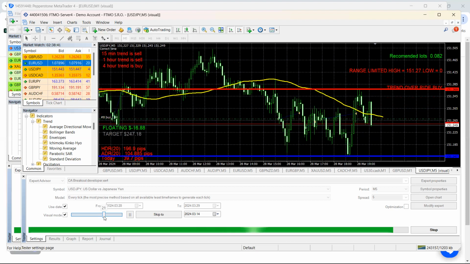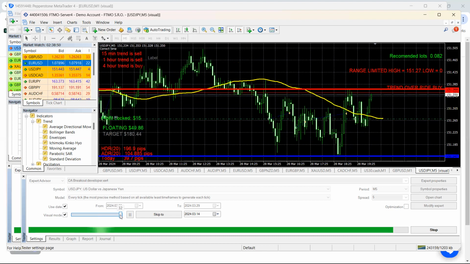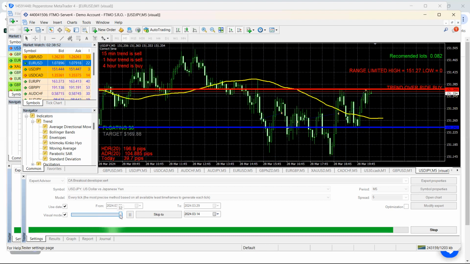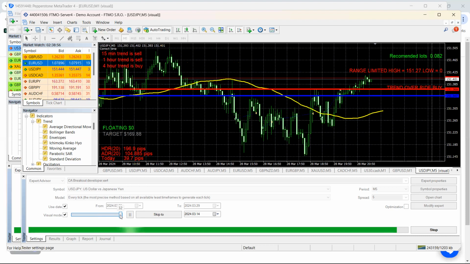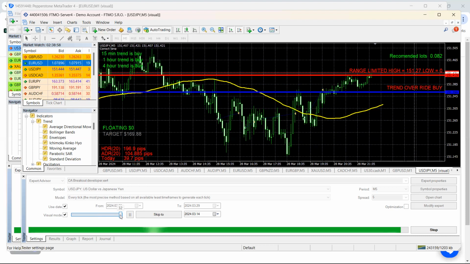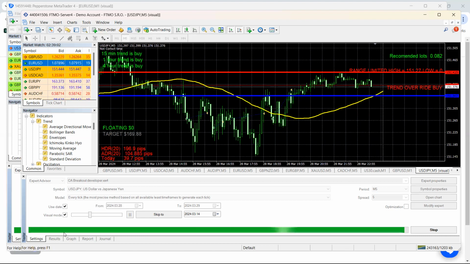What do we have now? 7. 1, 2, 3. Yeah, 7 trades. That's the 8th trade just opened up. And it hit full take profit. And that's the end of that day's trading.